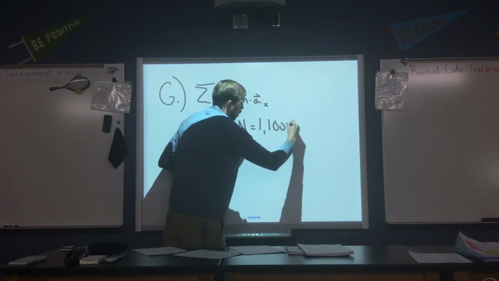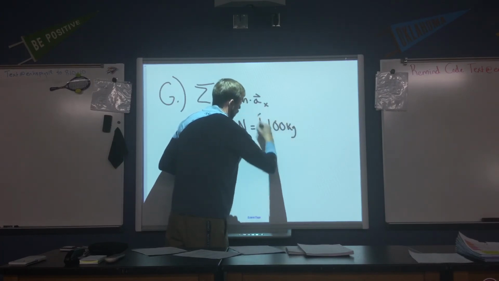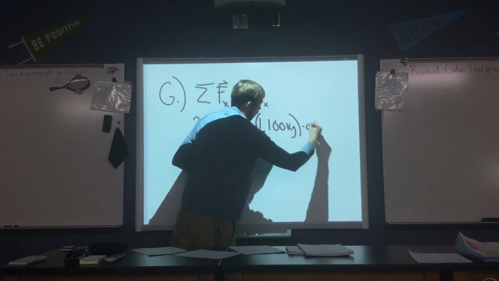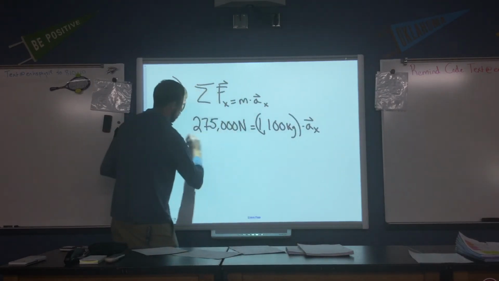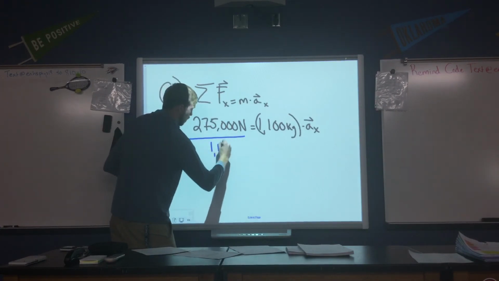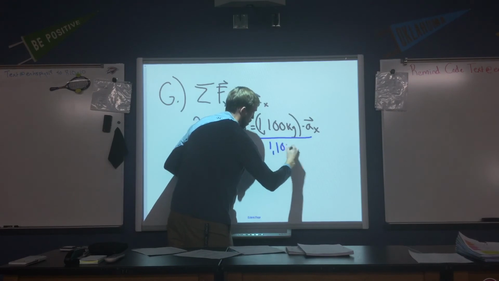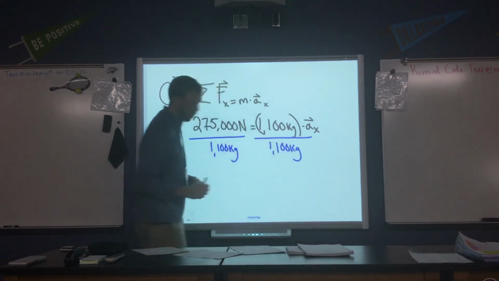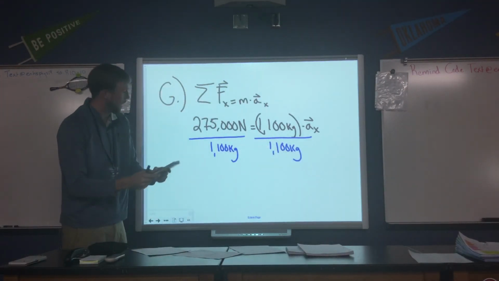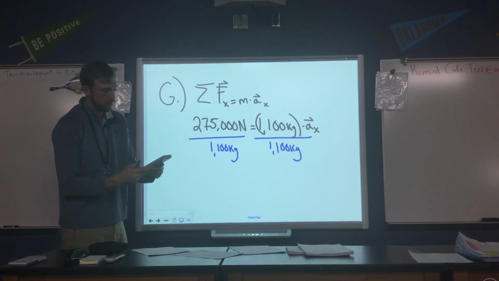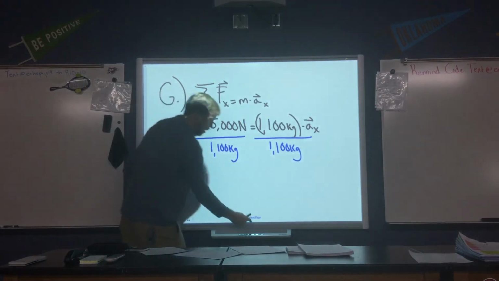Now, to finish this out, we also know the mass of car 1 is 1,100 kilograms, and we're trying to find an acceleration. So, we'll divide by 1,100 kilograms on both sides of our equation. So 275,000, we'll divide now by 1,100. We get a value of 250.